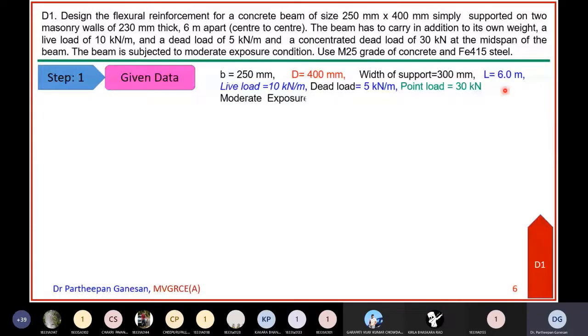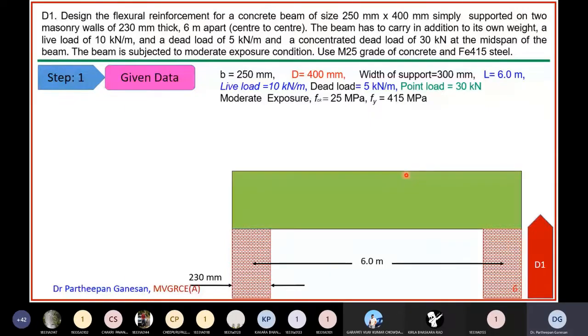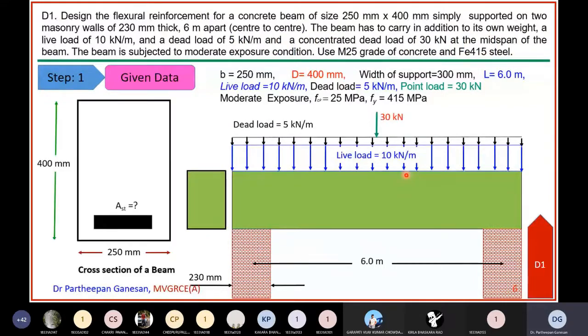What was the width, depth, width of support, the span, live load, dead load, point load, exposure condition, and the grade of concrete and steel, and so on and so forth. And that is pictorially represented here. What is the brick wall width and what is the distance between the brick walls, and what are the loads that are acting on this one. So everything is represented in a pictorial manner, right?